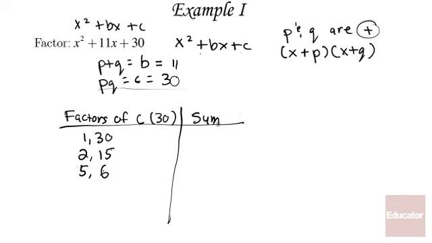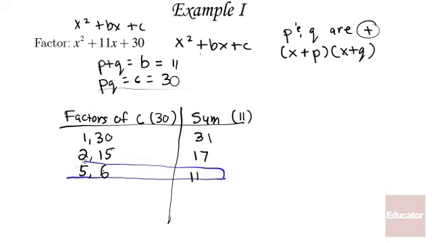So I'm going to also find their sum. And what I want, I'm going to put it in here, I want it to equal 11. I add 1 and 30, 31. That doesn't work. 2 and 15, 17. That doesn't work. 5 plus 6 is 11. Therefore, this is my correct P and Q.